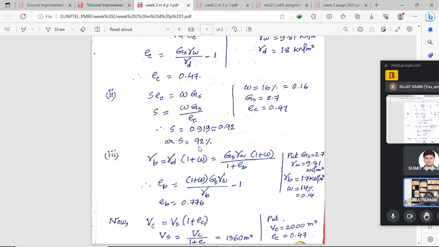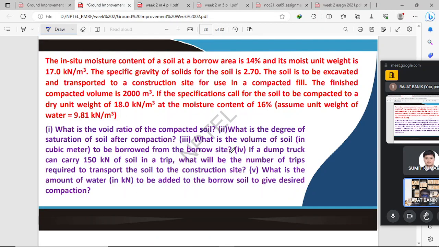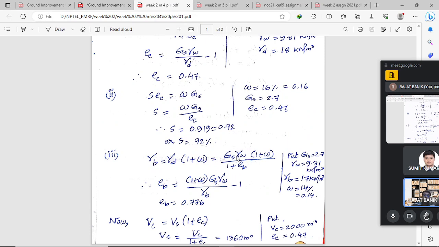Now to solve the third one, we find the volume of the borrow pit, from where we get the compacted volume. For that, we first find the bulk density of the compacted field. Then from that bulk density, we find the void ratio of the compacted field.